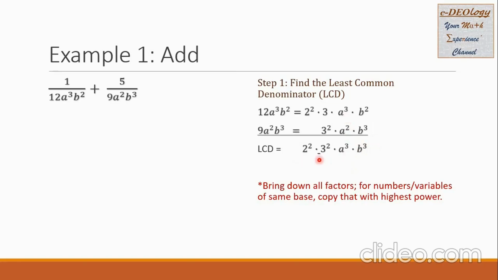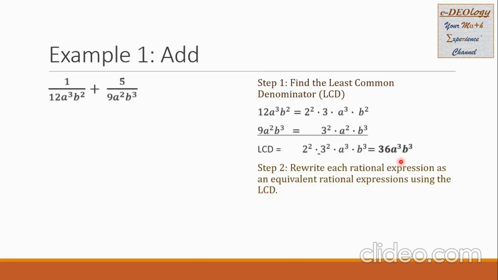So this is now our LCD. We'll just take the simplified form. The 2 squared is 4, times 3 squared, which is 9. So 4 times 9 equals 36. And then we copy the a cubed and the b cubed. So the next step is to rewrite each rational expression as an equivalent rational expression using the LCD.